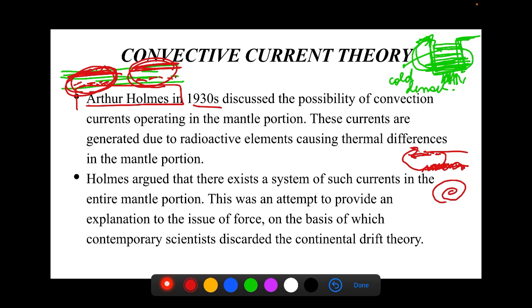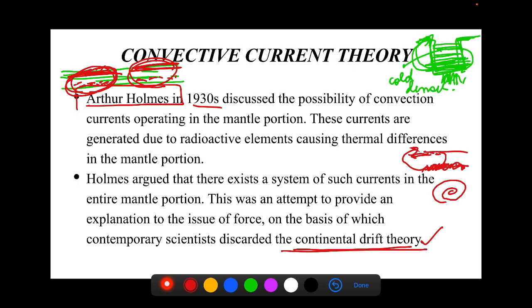Holmes argued that there exists a system of such currents in the entire mantle portion. This was an attempt to provide an explanation to the issue of force, on the basis of which contemporary scientists discarded the continental drift theory. So the convective current theory is not disregarding the continental drift theory. It is just trying to provide a force. So what are the two forces that were provided by Alfred Wegener?